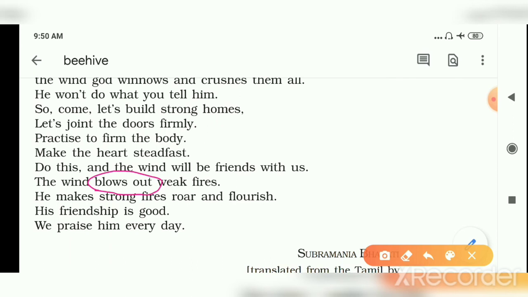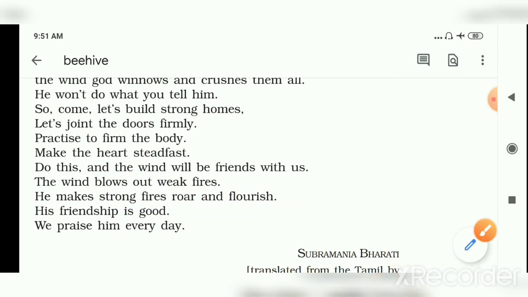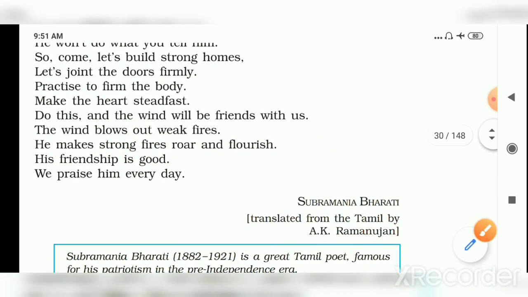This is one thing. Another thing, the wind makes strong fires, very strong. We will listen to the roaring sound of the wind in the strong fire, and flourish spreads everywhere in the surroundings. And so the poet says his friendship is good. Why is it so?